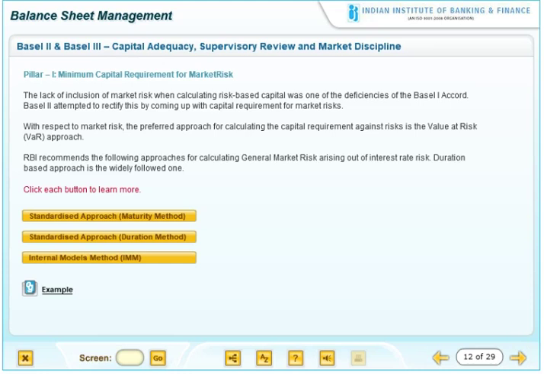Duration-based approach is the widely followed one. Click each button to learn more.